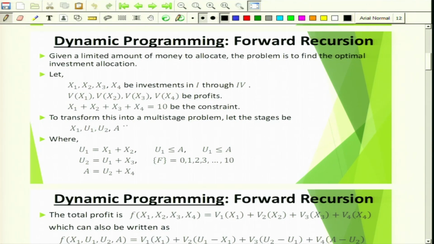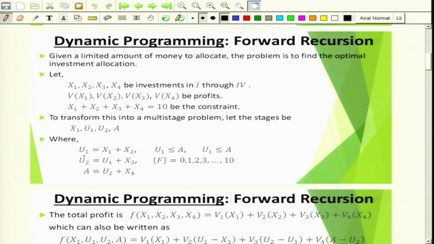Now to transform this into a multi-stage problem, let the stages be x1, u1, u2 and a. So if you remember dynamic programming, we divide a problem into different stages, right? And in each stage you have different states or nodes, and there is a policy, right? So we are finding suboptimal policies to reach the ultimate policy, right? So now the stage 1 we call it u1.